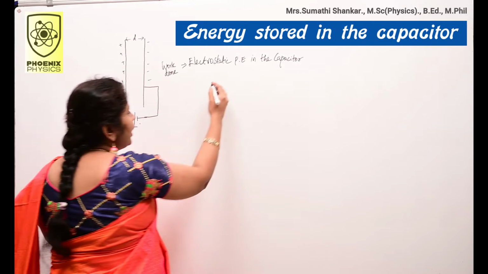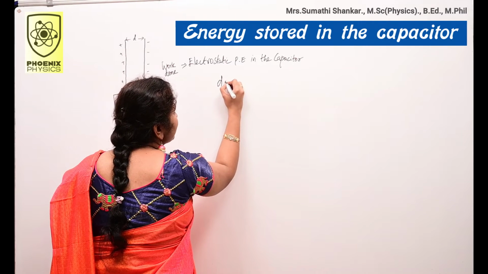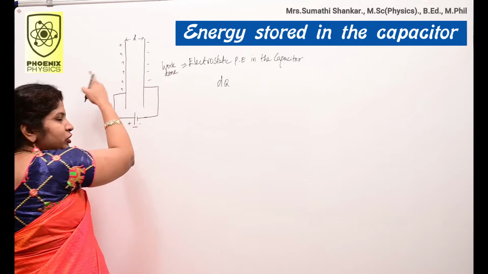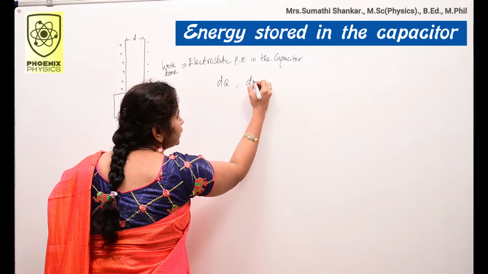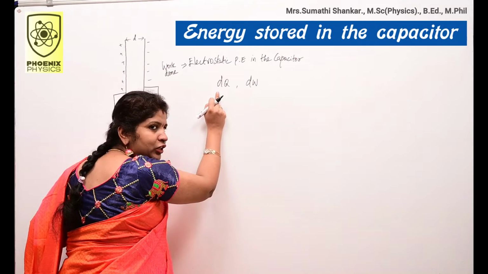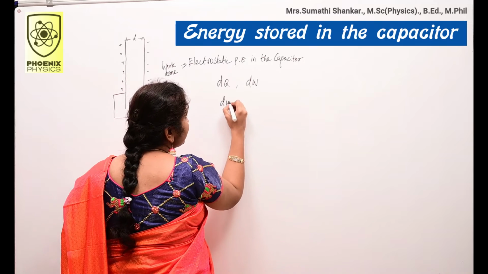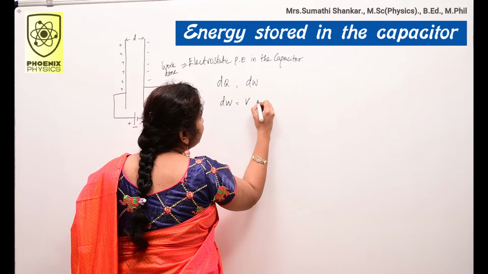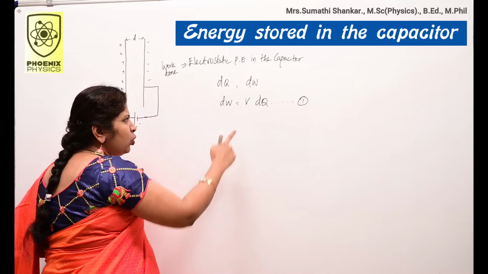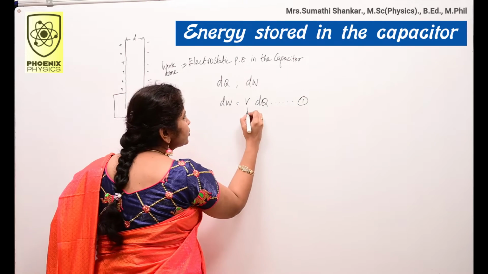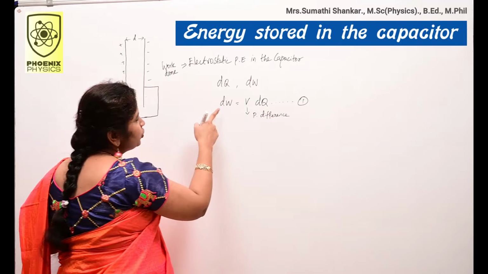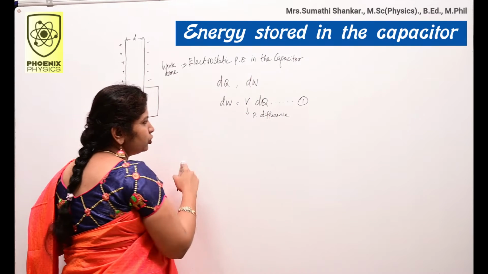To transfer an infinitesimal charge, say dq, from the negative plate to the positive plate, the amount of work dw done on the charge dq is dw is equal to V dq. This is my equation 1. What is this V? This V is nothing but potential difference. So dw is equal to V dq.